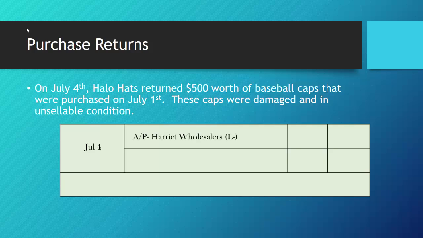And when we send them back, we're not going to owe them the money for it anymore. So we can't continue to have our payable on the books at that full amount because we're not going to pay for these damaged hats that we got. So we're going to reduce our payable to Harriet Wholesalers by the cost of those damaged caps, which was $500. So our debit is to AP Harriet Wholesalers for $500. The other thing we need to reduce is the amount of inventory that we have on our books. We don't have this anymore. We returned it to the vendor. So we reduce our merchandise inventory asset account by crediting it for $500. What happened here is we returned damaged inventory.